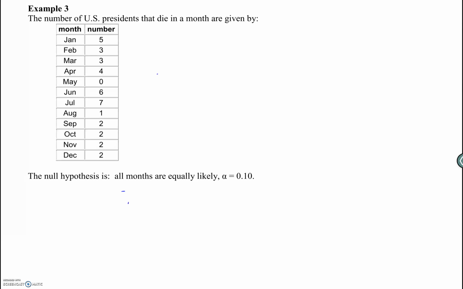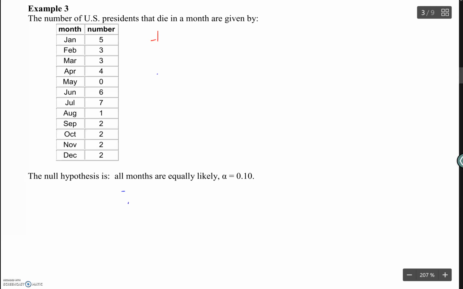If all months are equally likely, that means that each month has a 1 in 12 chance of having a president's death in it. So our null hypothesis is that P1 equals P2 equals P3 all the way to P12, where each of these is for one of the months, and they're equal to 1/12. And the alternative is that they're not all equally likely.